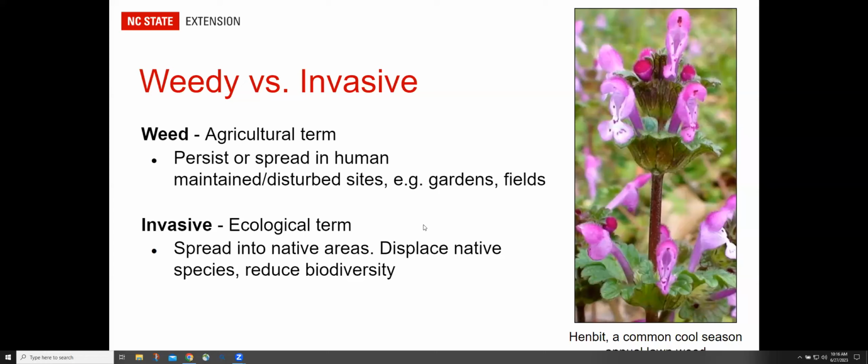Whereas weeds and weedy plants is more of a gardener's and an agricultural term. And these plants, such as henbit, we see in the picture, an early spring weed in fields and lawns, tend to mainly just stick to human maintained or human disturbed sites. So they don't go and then start showing up in undisturbed natural areas and displacing those native species.